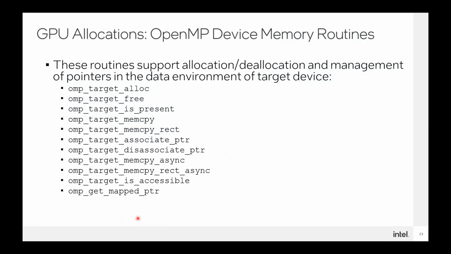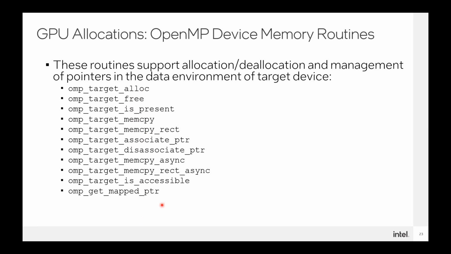The last thing is, we already talked about data mapping, but what if you want to allocate something only on the device? Because if you remember, data mapping is only for data that is already on the host. So if you want to allocate something on the device, OpenMP introduced from version 4.5 of the specification the device memory routines. These routines are listed here.